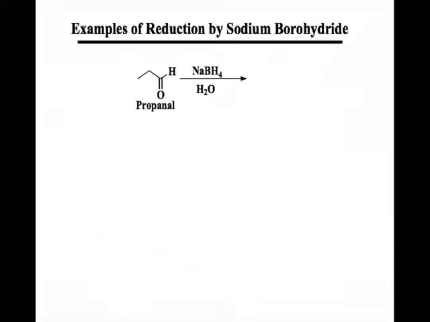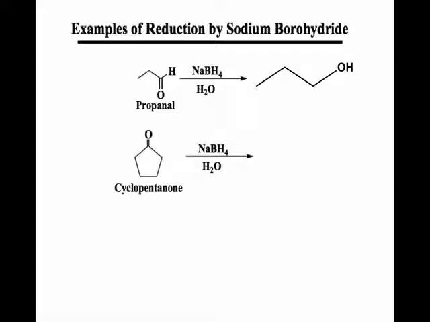If Jack comes in and he needs to reduce propanal to a primary alcohol, he can simply take propanal, which is an aldehyde, sodium borohydride, and water, and he's going to get 1-propanol. The reaction's over really quick, good yield. If Bailey comes in and has cyclopentanone, that's a ketone. He knows that's going to get reduced to what kind of alcohol? A secondary alcohol, cyclopentanol.